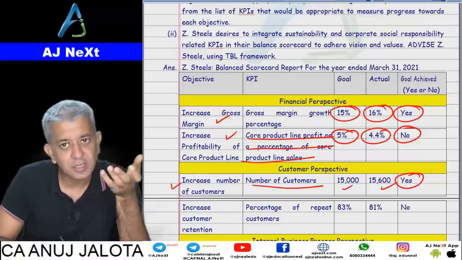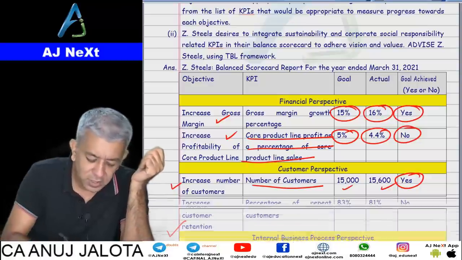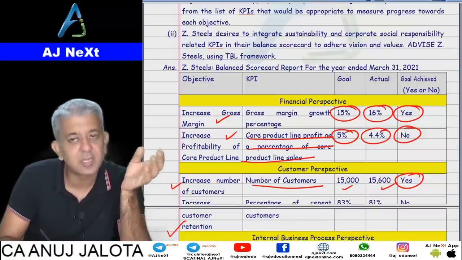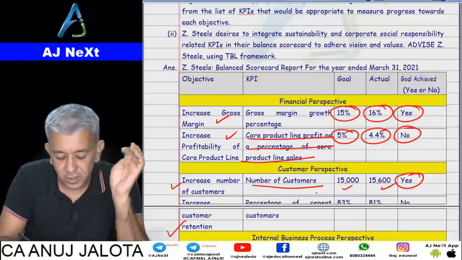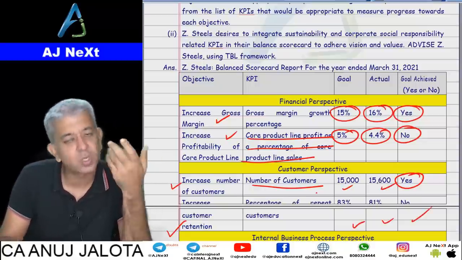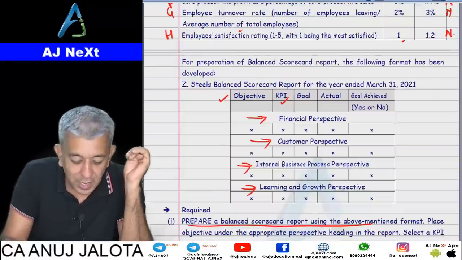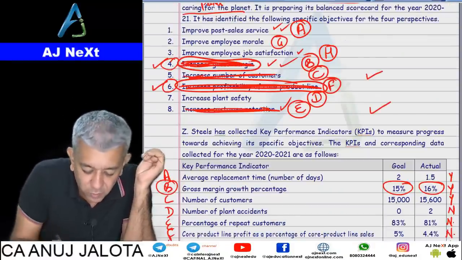ठीक है, इंक्रीज कस्टमर रिटेंशन ये अपने फर्स्ट टेबल से लिया, फिर उसके बाद ये जो सारा का सारा बाकी डेटा है वो सेकंड टेबल के अंदर से लिया. परसेंटेज ऑफ द रिपीट कस्टमर्स 83, 81 और उसके बाद नो. ठीक है, तो अपने यहाँ पे 8 में से 4 तो हो गए. ठीक है, सो देयरफॉर 4 आर डन.